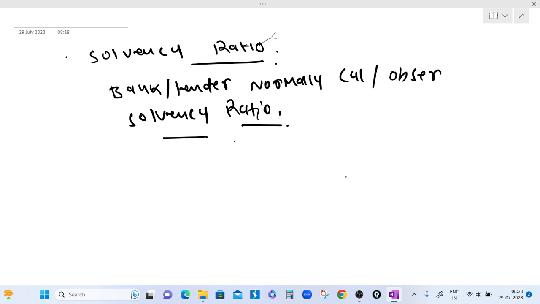So basically, first let's identify how many types of solvency ratios there are. Solvency ratios are divided into five types. Number one is debt to equity ratio, and then debt to capital employed, proprietary ratio, total assets to debt ratio, and interest coverage ratio. But today we are going to discuss only the debt to equity ratio.